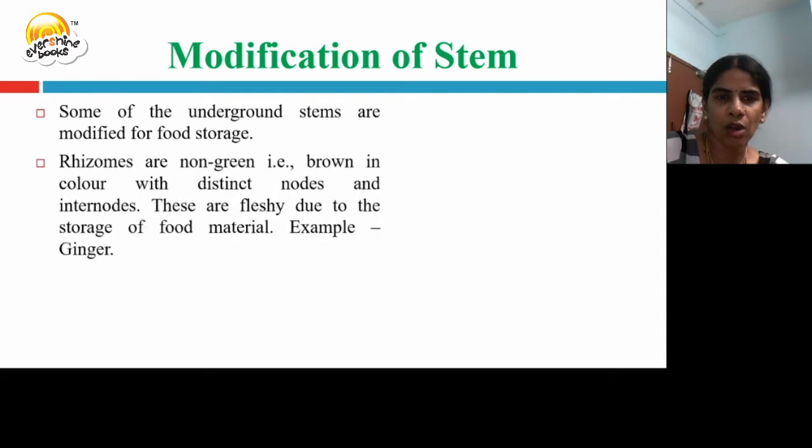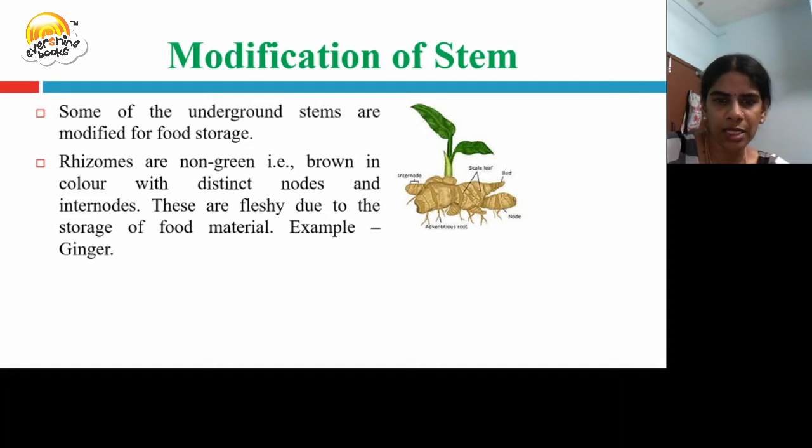Rhizomes are non-green, brown in color with distinct nodes and internodes. These are fleshy due to storage of food materials. Example, ginger. You can see ginger which is non-green. You can see it is brown in color. You can see a lot of scales on it. We call them scale leaves, which we peel during cooking.